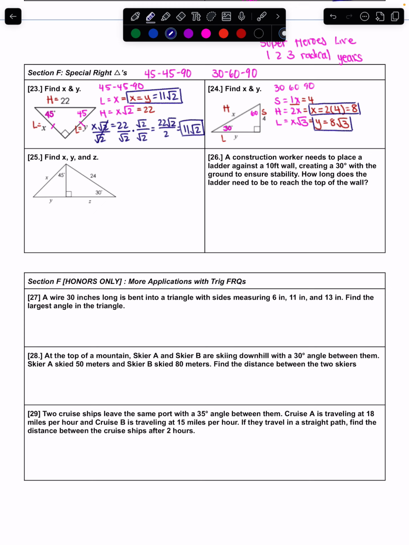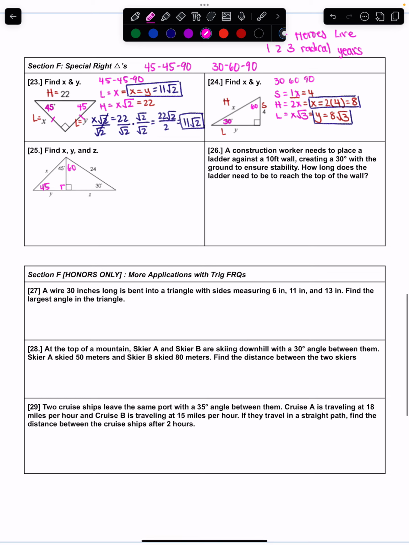So for this one, number 25, it's a combination of both the 30, 60, 90 right triangle and the 45, 45, 90 special right triangle. Right here on the left is my 45, 45, 90. And on the right, we have the 30, 60, 90 special right triangle. Let's start off with the triangle that we know has the most stuff filled in. Well, I don't think they gave us very much on the left side. So let's start on the right side because they at least gave us the hypotenuse, 24.